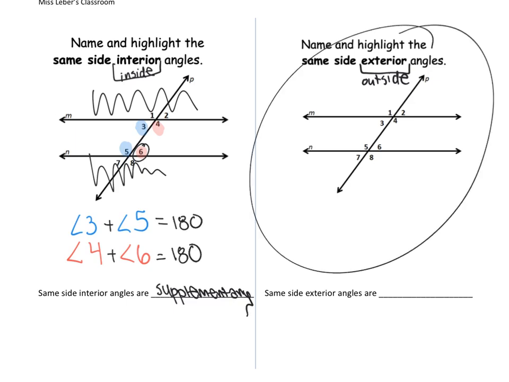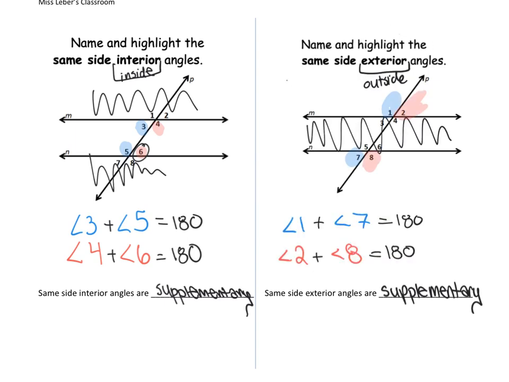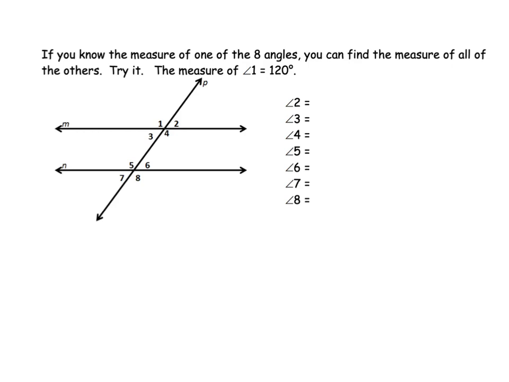So I'd like you to try this one on the other side of naming the same side exterior angles. Hopefully here you are able to see that 1 and 7 are on the same side of the transversal but outside of the parallel lines, as well as 2 and 8, same side of the transversal but outside the parallel lines, using those vocabulary words to help us determine the location. Same side, exterior.